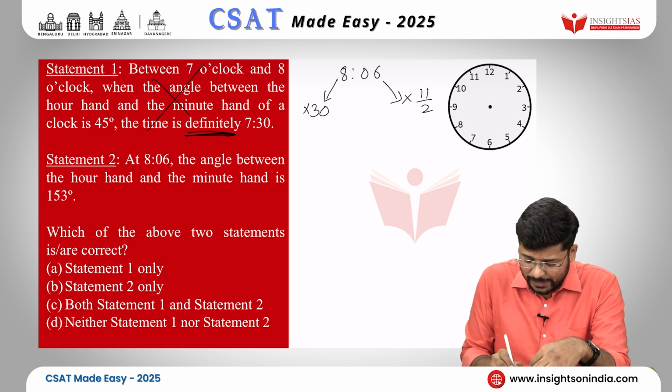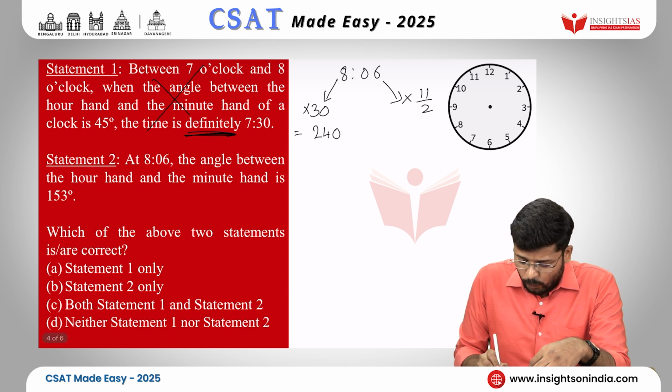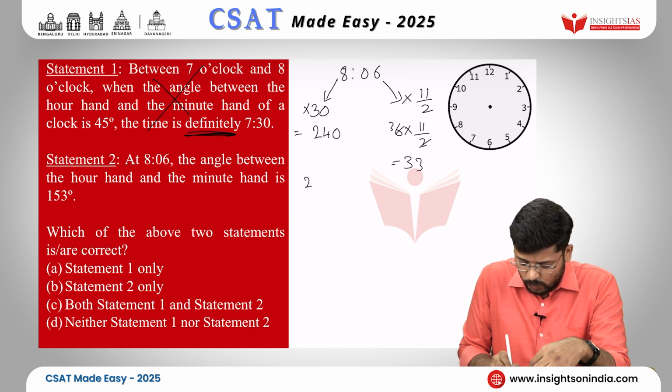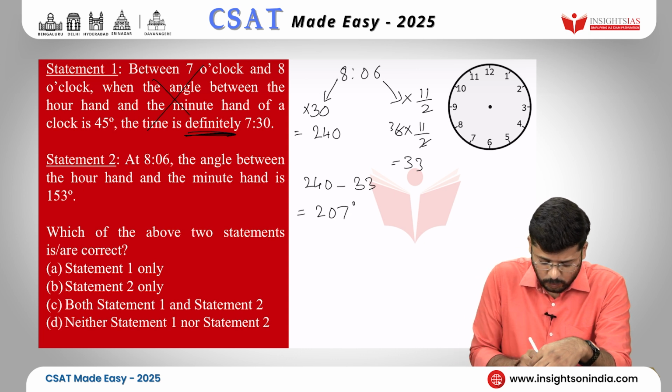What do we get? 8 into 3 is 24, so this is 240. What is 6 into 11/2? That would be 3 into 11, that is 33. Okay, 240 minus 33. What do we get? We get 207 degrees.